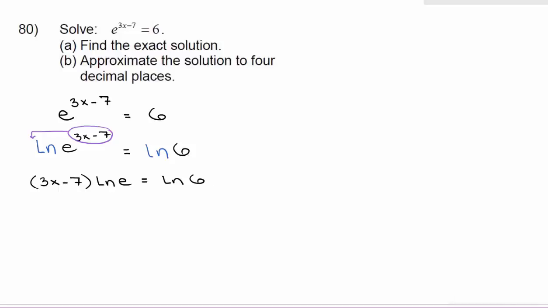Now if you recall, natural log of e means the same thing as the logarithm base e of e. So I'm just going to go ahead and write that log base e of e. And that just means e raised to what power is equal to e. So that's just 1.